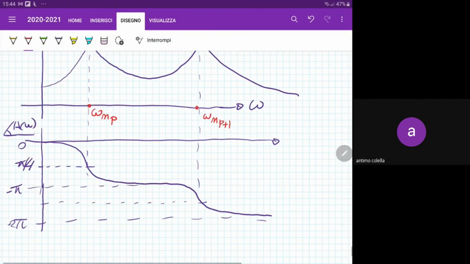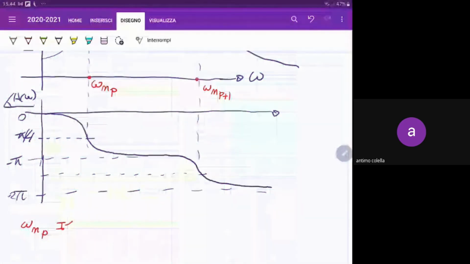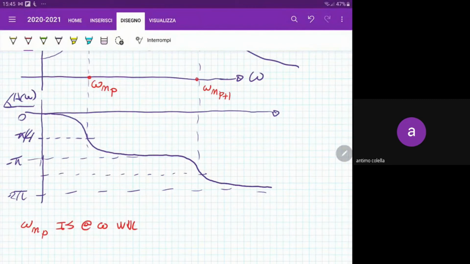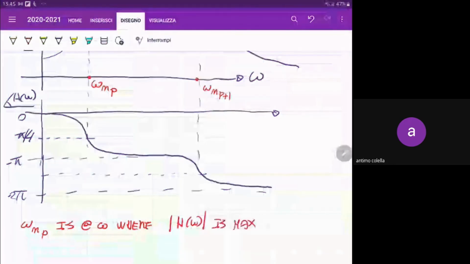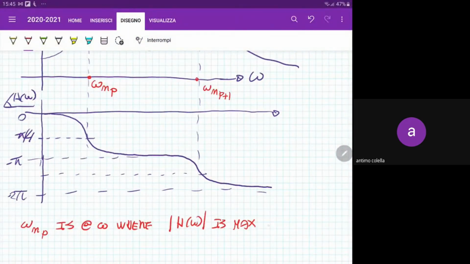If we are having, so the natural frequency omega n,p is at omega where the amplitude is maximum and the phase of your H omega is in quadrature. Okay, so that is what you have to check.